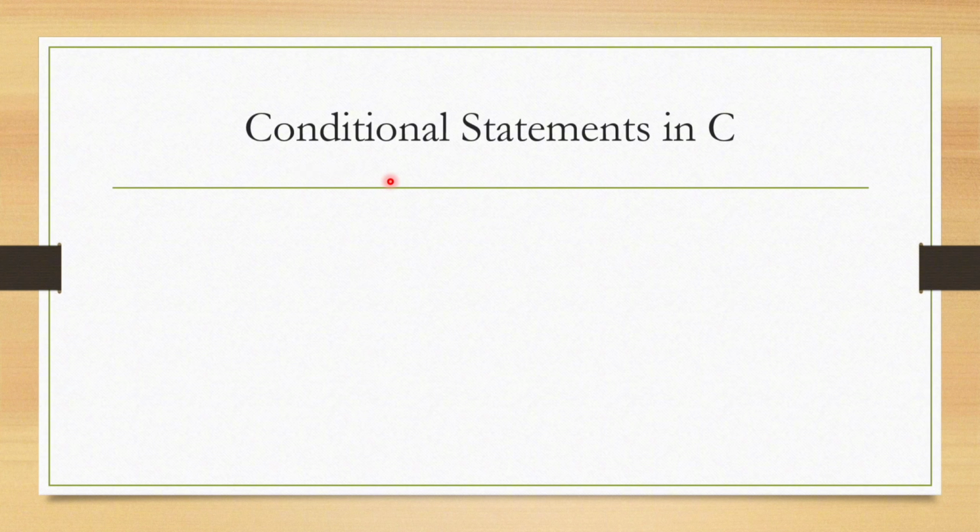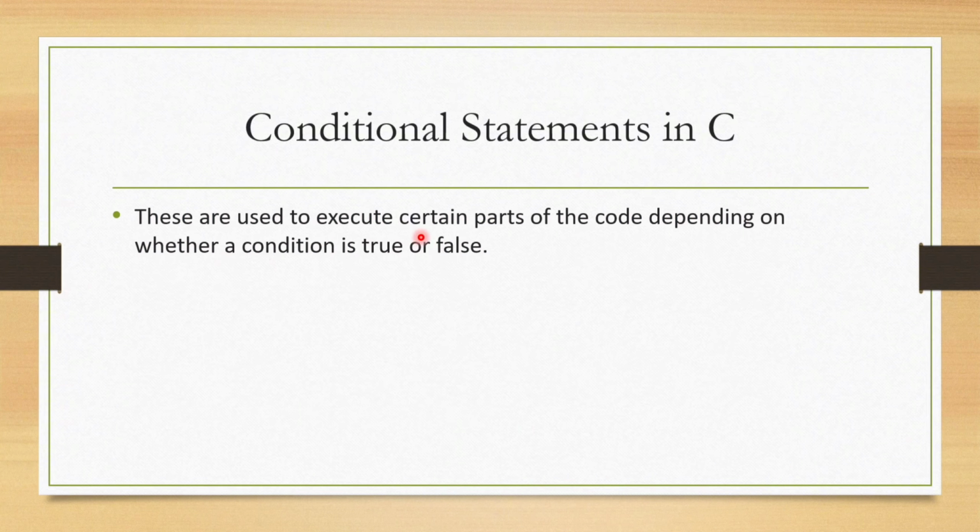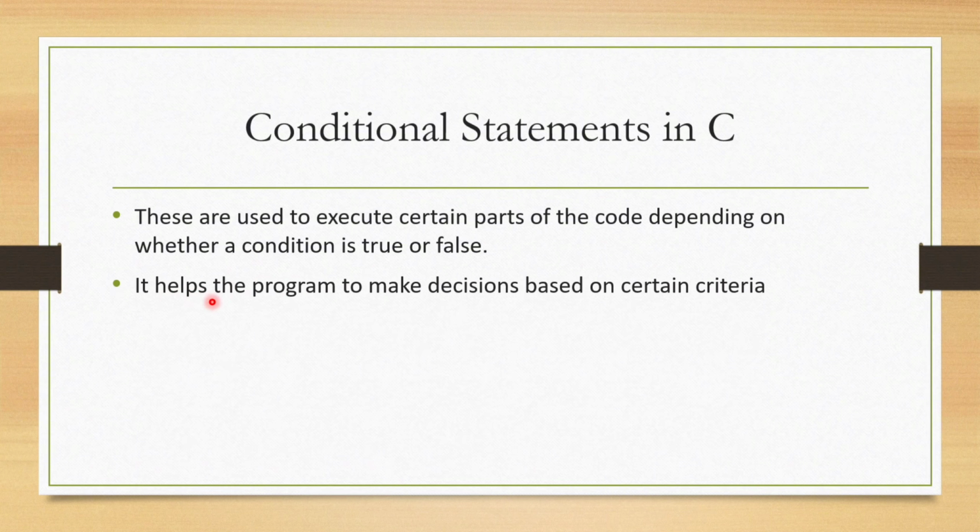Now let us start with conditional statements in C. It allows us to make decisions in a program based on a certain condition. These are used to execute a certain part of the code depending on whether a condition is true or false. It helps the program to make decisions based on certain criteria.